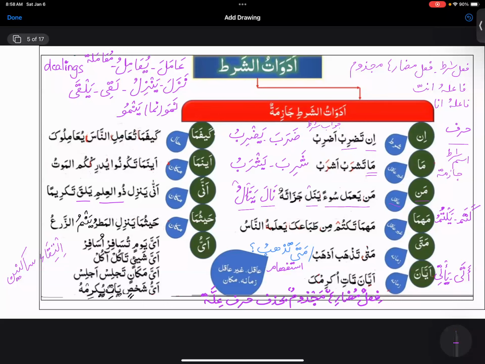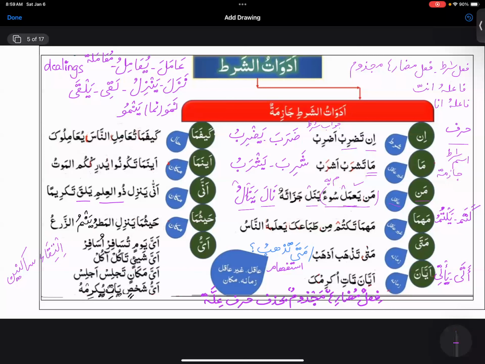Say it again. What is shart? Ya'mal su'an is the shart part, and yanal jaza'uhu is the jawabu shart. Very good. And can you label it? The whole thing? So man is going to be ismu shart jazim. Ya'mal is the fel, fail. No, just ya'mal is fel. The whole thing is shart, but fel shart is what? Only ya'mal is fel shart, right? And what is su'an? It is maful bihi, what they are doing, right? Maful bihi.